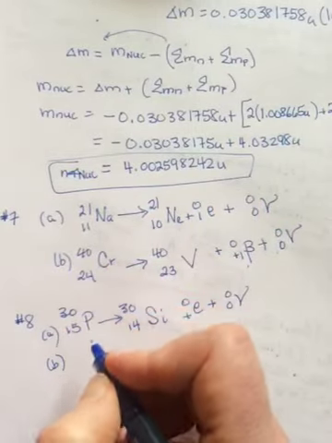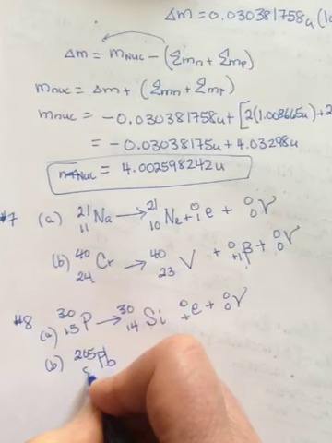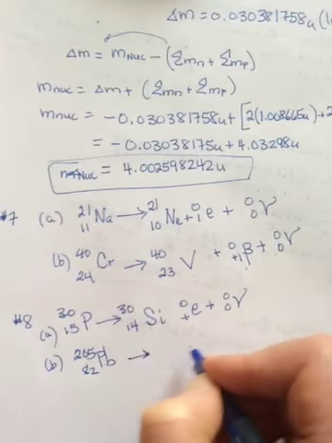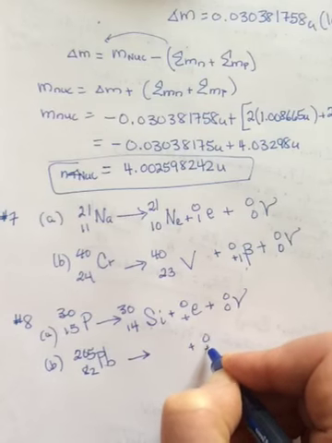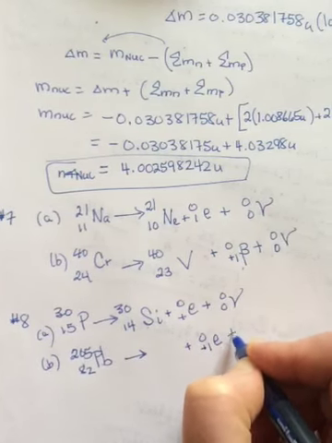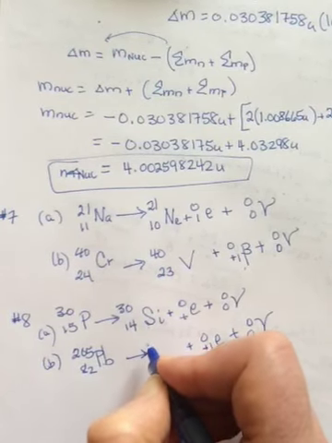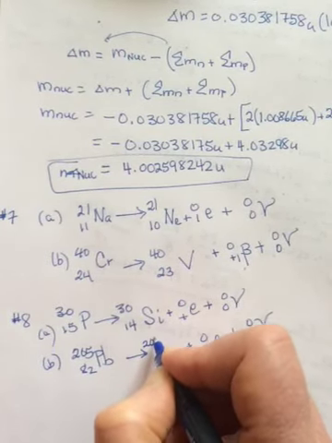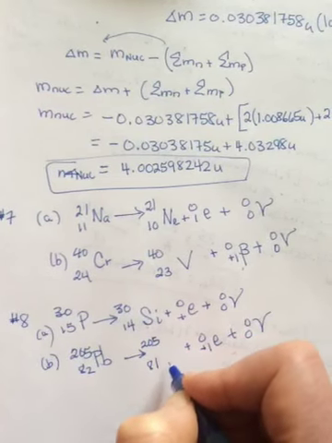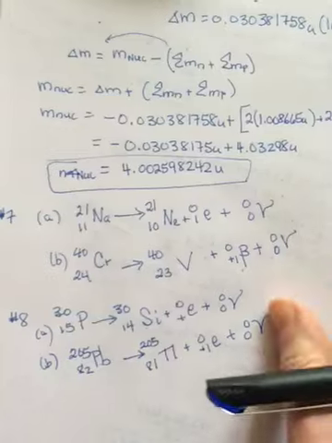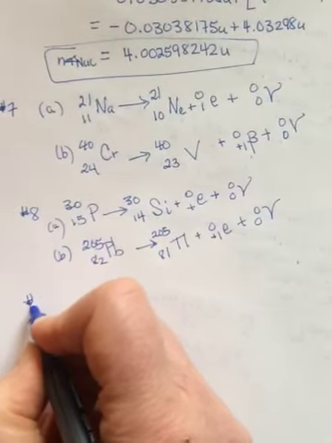B, lead 205. And lead is 82. Again, giving off a positive beta particle, a positron, a neutrino. Top has to be 205, bottom has to be 81. Look 81 up, and it's Tl. Yeah, I can't say it. Number 9.